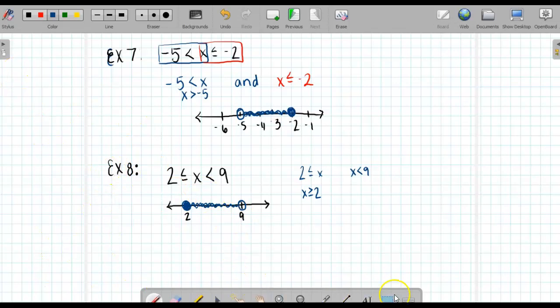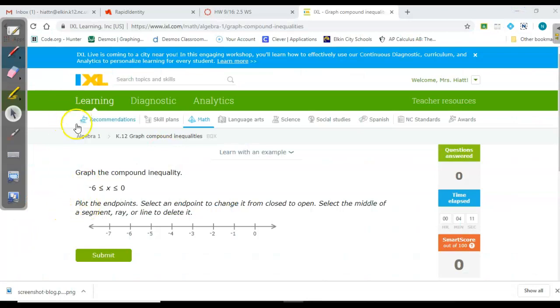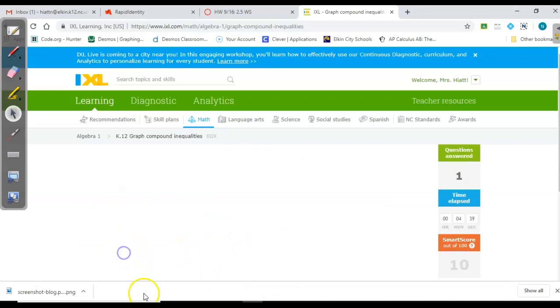You're going to be doing some of this for homework, and let me just show you real quick what the homework will look like. You'll be using iExcel, and I'm going to do the compound inequalities for you. So when I say negative 6 less than or equal to x less than or equal to 0, and I have to graph that, I know that I need closed dots at both of the endpoints, and it's going to be shaded in between here. So I'll click submit.